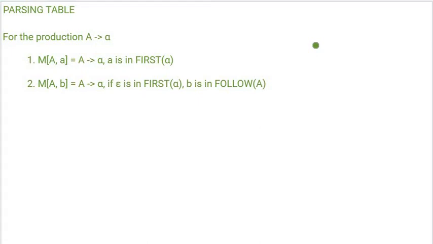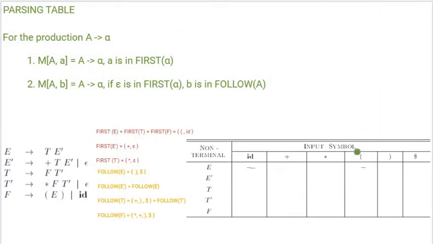So in the parsing table, for every non-terminal we will be having a row associated with it, and for every terminal we'll be having a column associated with it. So for example, a parsing table will be something like this. For whatever non-terminals we have, we have a row associated with it, and for all the terminals we will be having a column associated with it.